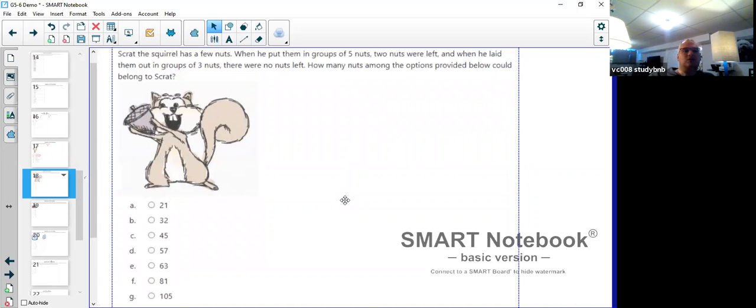So here's the question. The squirrel Scrat has a few nuts. When he put them in groups of 5, there were 2 left. And when he put them in groups of 3, there were no nuts left. Okay. So what do you know about groups of 5? Or do you know anything about groups of 5 or multiples of 5?